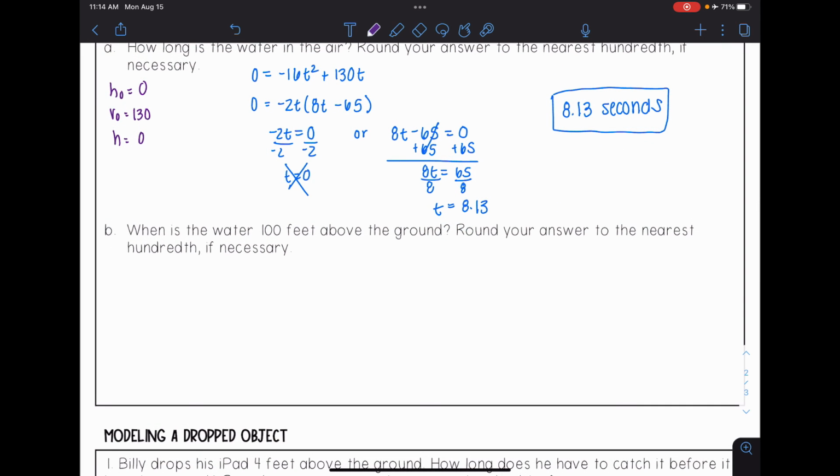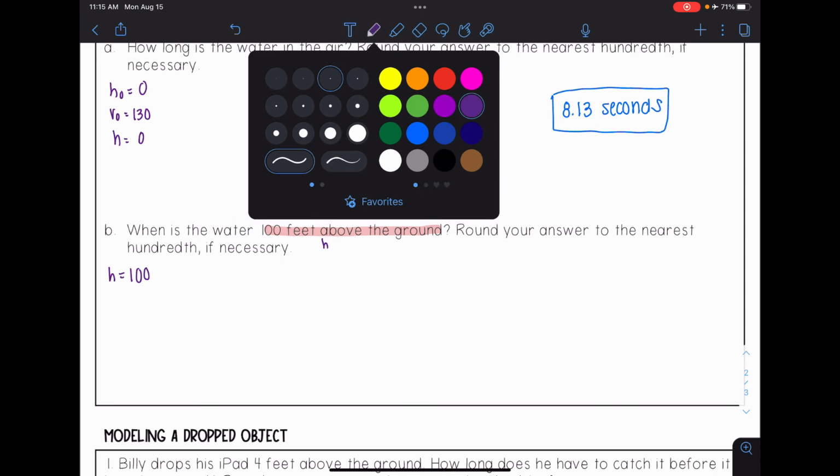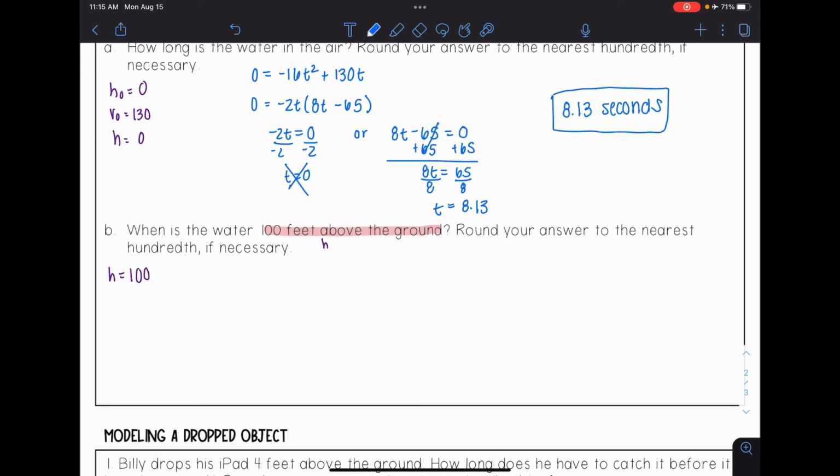So part B says, when is the water 100 feet above the ground? And then we're going to round our answer. So now we have a different height. We have a height of 100 feet above the ground. So we have a new h value. So now h is equal to 100 instead of the 0. And so plugging that into my function, I now have that 100 is equal to negative 16t squared plus 130t.